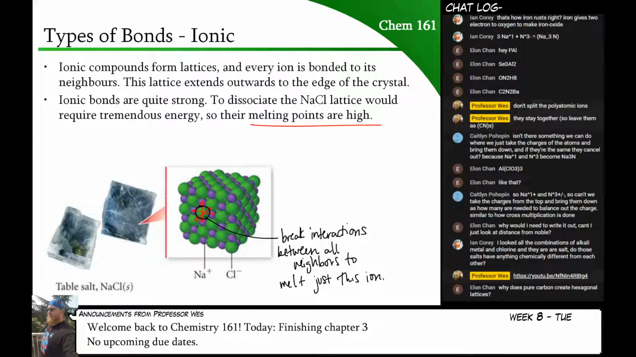Why does pure carbon create hexagonal lattices? We'll talk about that in Chapter 5, actually. At first I read that question, I was like, how the hell do I know that? I don't know that. Oh, I do know that. I teach that. Yeah, we're going to talk about that in Chapter 5. Why graphite is hexagonal and then diamond is tetrahedral.